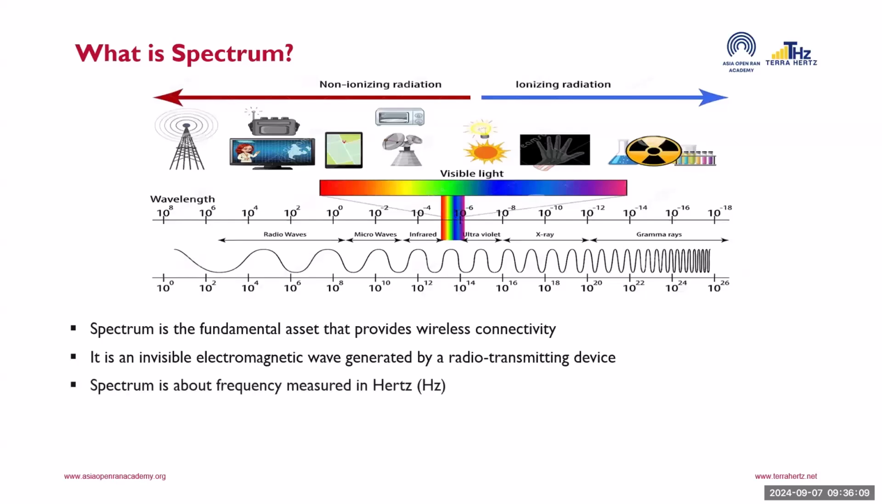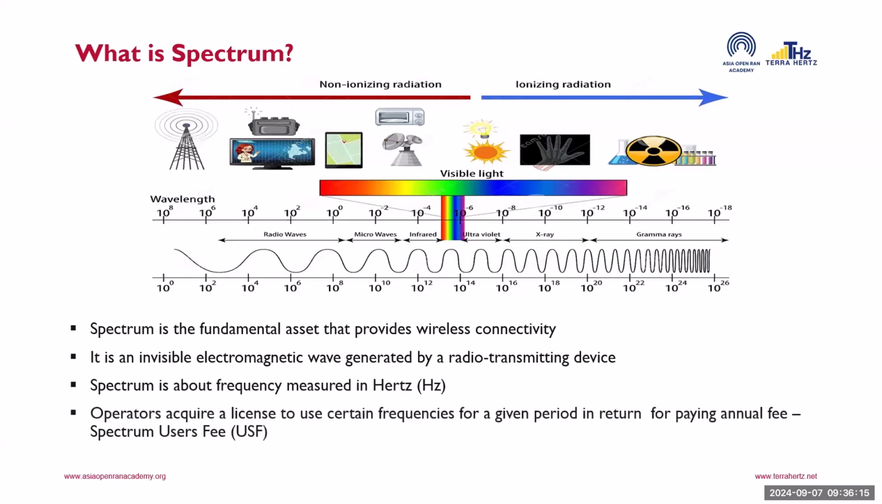And the spectrum is about frequency measured in hertz. Galing to kay Heinrich Rudolf Hertz. And operators acquire a license. So not everybody is allowed to use the spectrum. So here in the Philippines, you need to have an approval from NTC, especially if you're using those frequencies assigned in the cellular frequencies. Pero yung sa mga Wi-Fi natin, like the 2.4 and the 5 gigahertz, we don't need to, kasi these are free to use. But if you're using a frequency from 450 to 3.5 gigahertz, definitely you need to have a permit from NTC.